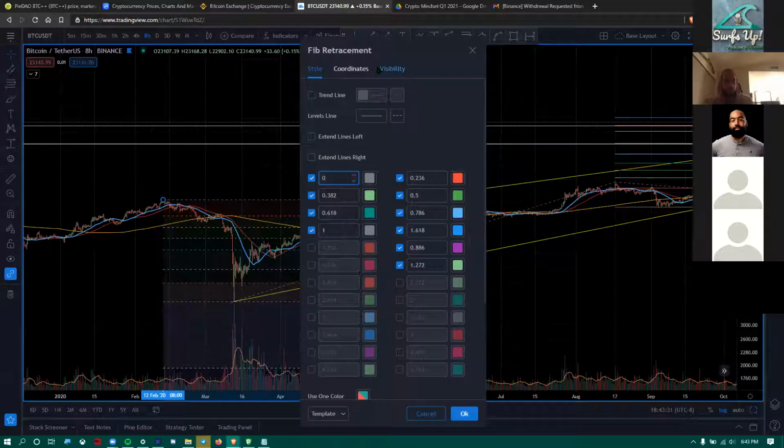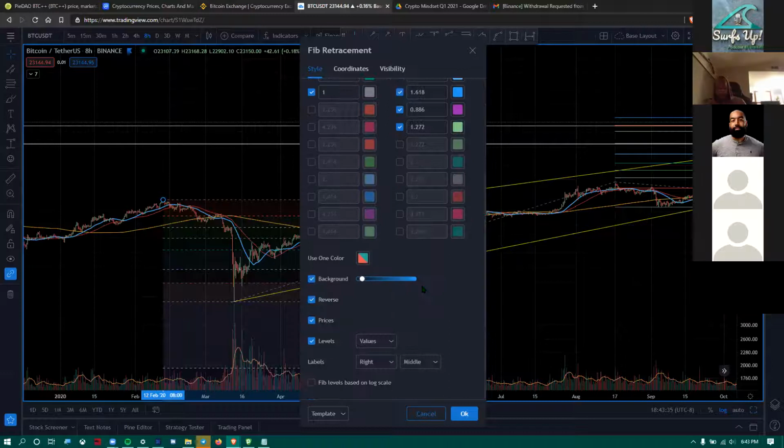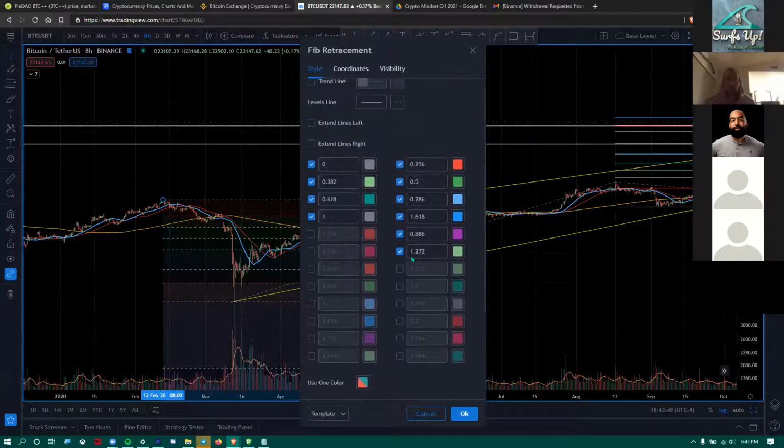If you go into settings, one thing I like to do is go to labels. I like to change the labels to the right side. They'll be on the left side on yours. You don't really need a bunch of these extra ones.